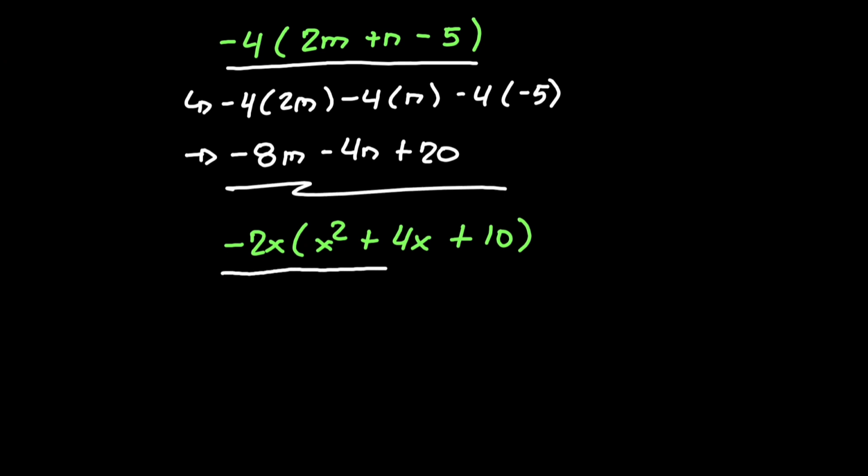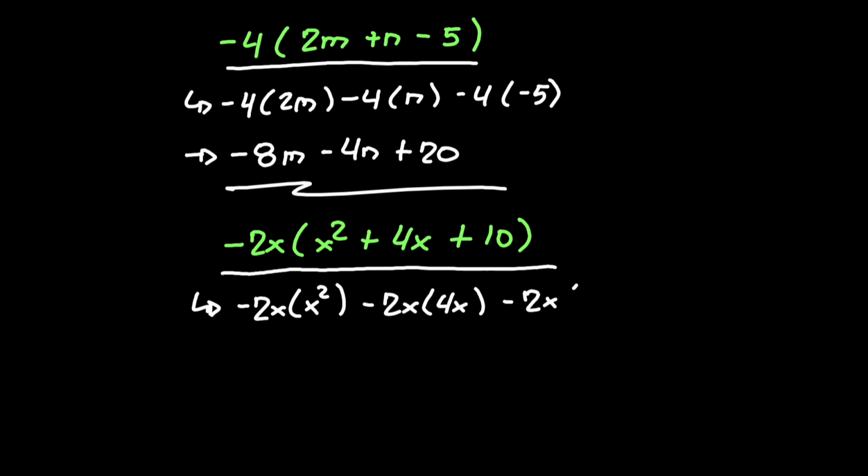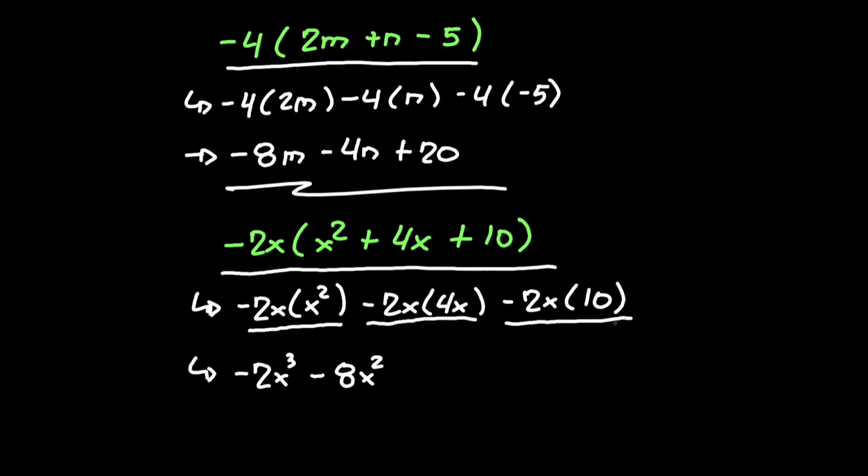Negative 2x multiplied by x squared plus 4x plus 10. It would be negative 2x multiplied by x squared, minus 2x multiplied by 4x, minus 2x multiplied by 10. So the final answer: negative 2x multiplied by x squared would be negative 2x cubed, or x raised to the power of 3. Negative 2x multiplied by 4x would be negative 8x squared. And negative 2x multiplied by 10 would be negative 20x.